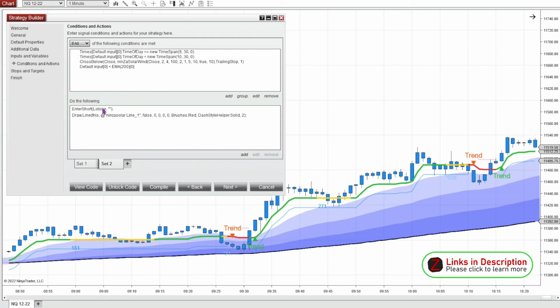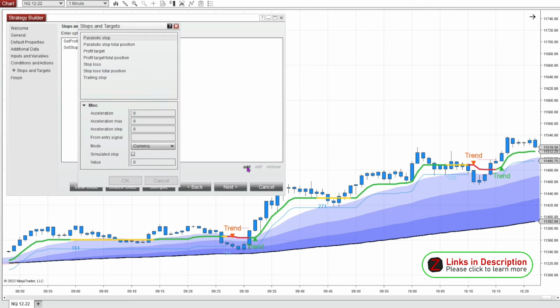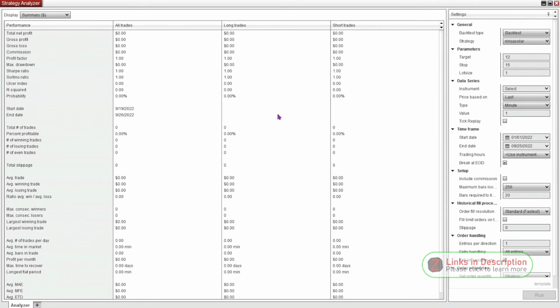And we enter a short. I've got a profit target and a stop loss condition. Just add a condition. You can choose a profit target and a stop loss there. So next we can go to our strategy analyzer and see the best settings we might want to use.